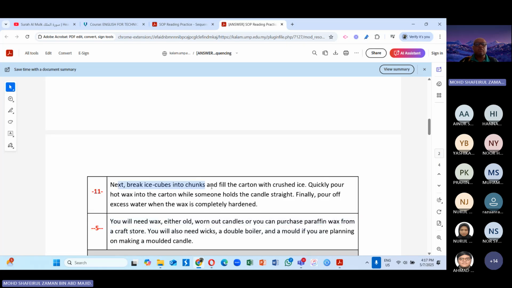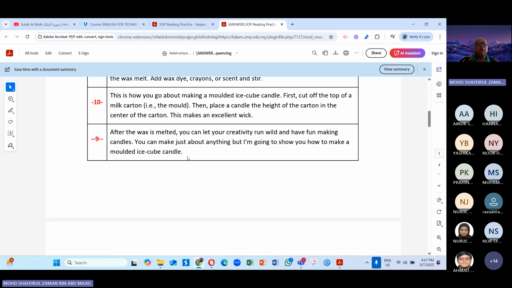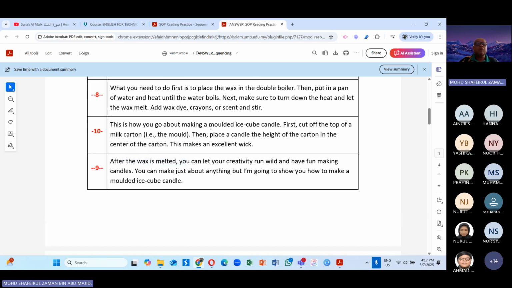Next, break ice cubes into chunks and fill the carton with crushed ice. Are you going to start with this thing straight away? No. Okay. Right. How about after the wax is melted? So the words "after the wax is melted", you know that is under the second process, which is melting the wax. Okay. And then this is how you go about making a molded ice cube candle. That is the third step.